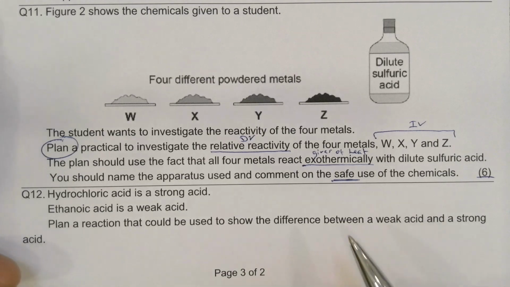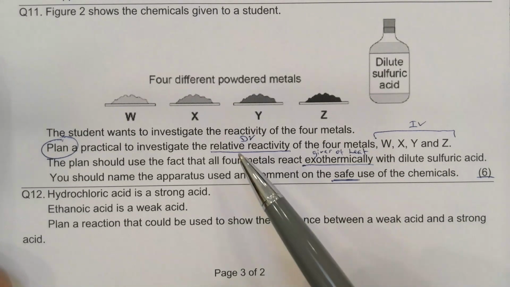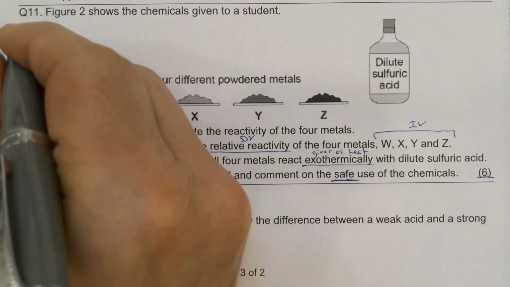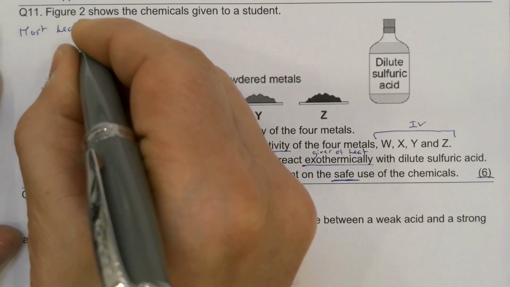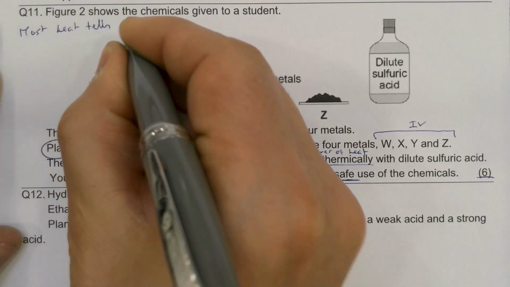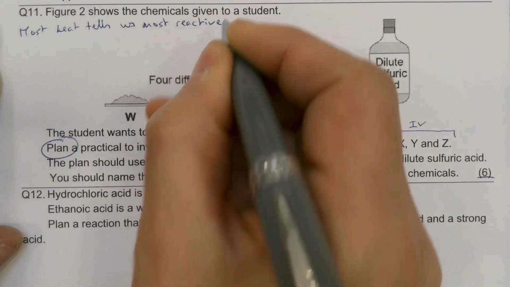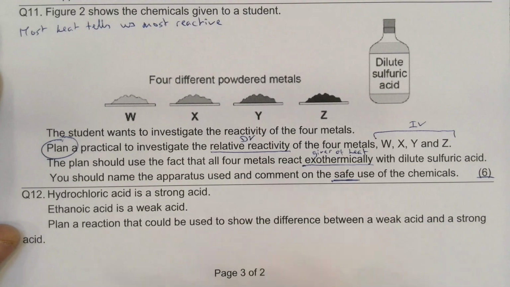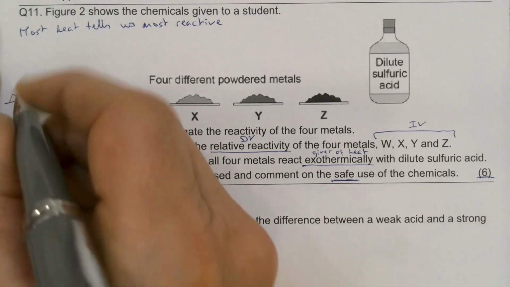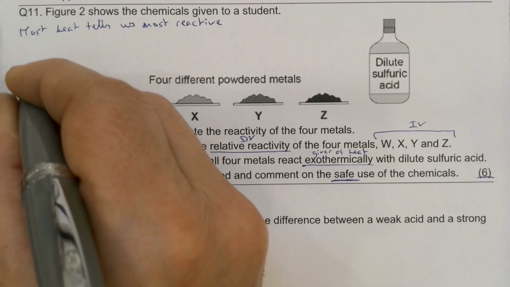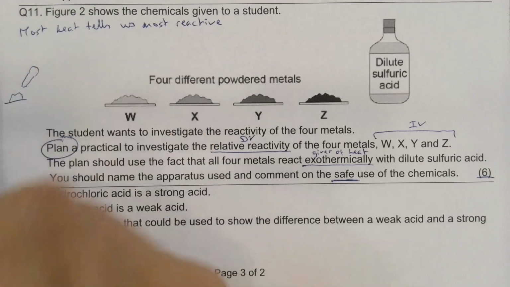Okay, so what are we going to do? Well, I know that if I add that to that, it's going to give off heat, and I want to see which one gives off the most heat. Most heat tells us most reactive. So I'm going to put some metal on here, I'm going to add some acid, and I want to record the heat.